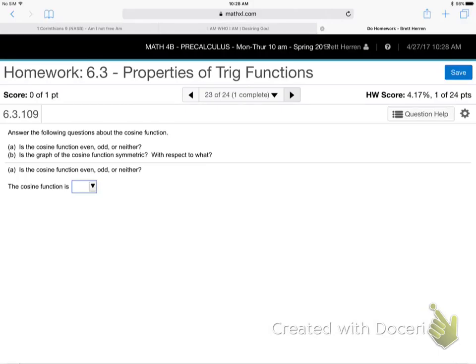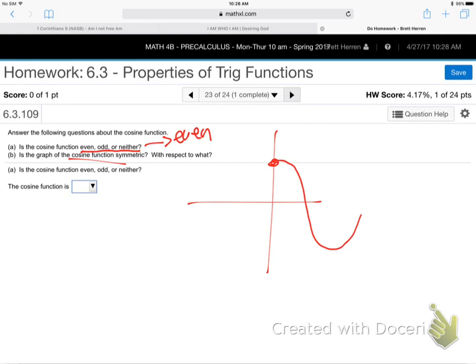All right. Is the cosine function even, odd, or neither? Cosine? Even, right? Like we talked about. Is the graph of the cosine, so here's the graph. Where does the graph of the cosine start? Starts high instead of in the middle, right? So you tell me. Does that thing have any symmetry? With respect to what? Right, the y-axis. He's the same on the right and the left of the y-axis. The y-axis is a mirror for him.